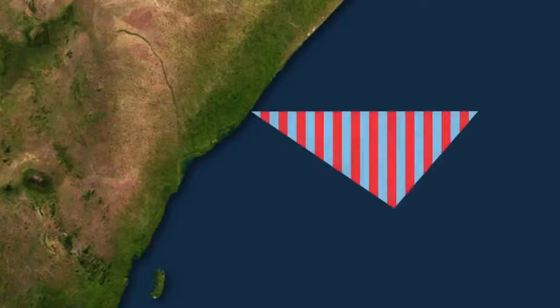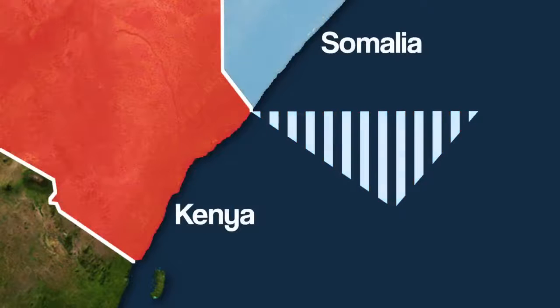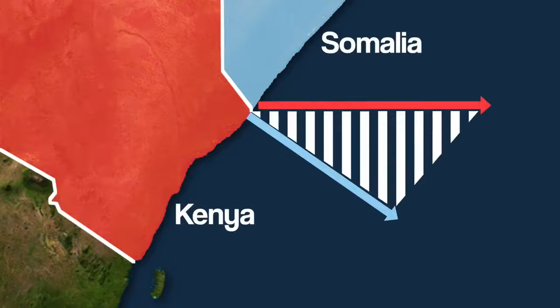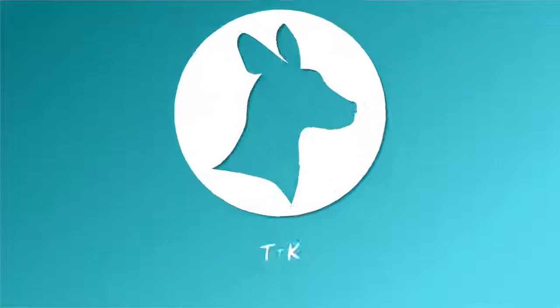You might have seen this map, which shows a disputed area of ocean claimed by both Kenya and Somalia. But how can there be this much difference in what these two countries are claiming? And isn't there some kind of convention that gives us conventions to avoid this sort of thing?